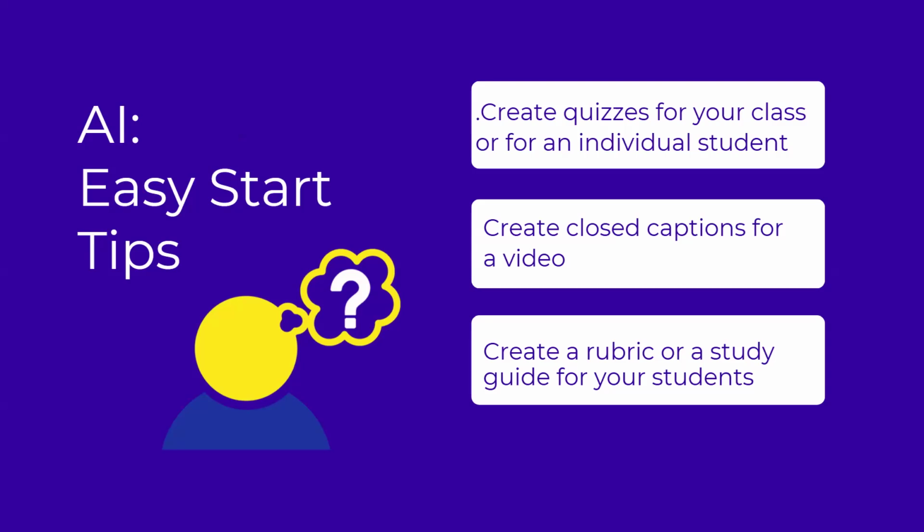You could create a quiz for your class or adapt a quiz for an individual student using an AI tool such as Perplexity. You can create closed captions or generate transcripts for a video used in your course using YouTube Studio. We still want to check these with a human review afterwards. You can create a rubric or a study guide for your students using Perplexity.